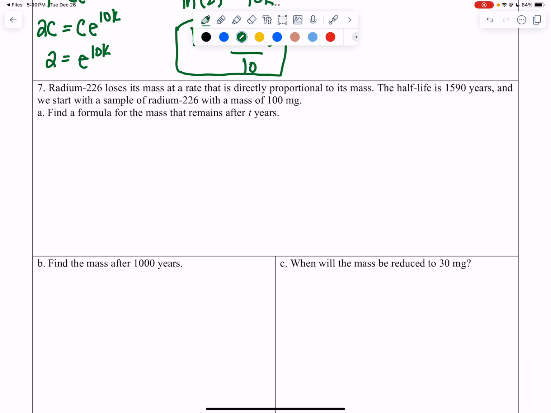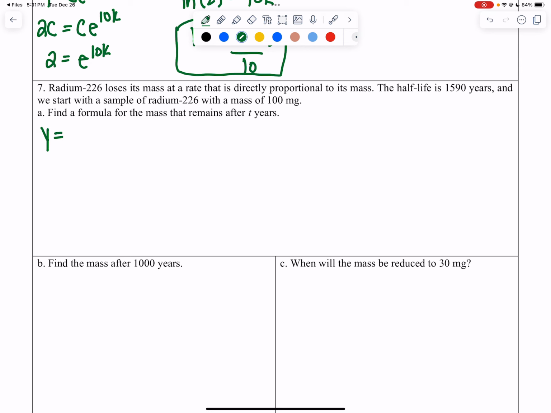All right, number 7, we have radium-226 loses its mass at a rate that is directly proportional to its mass. The half-life is 1,590 years, and we start with a sample of radium-226 with a mass of 100 milligrams. All right, so we want to find a formula for the mass that remains after t years.